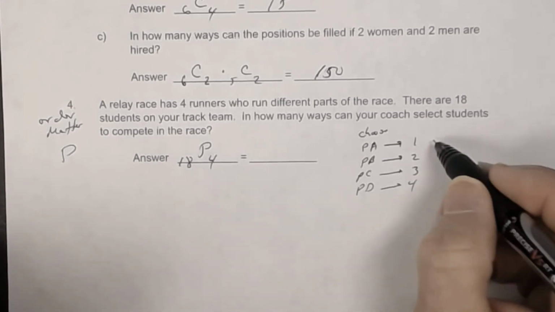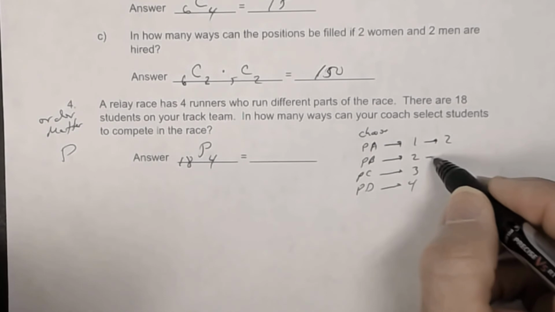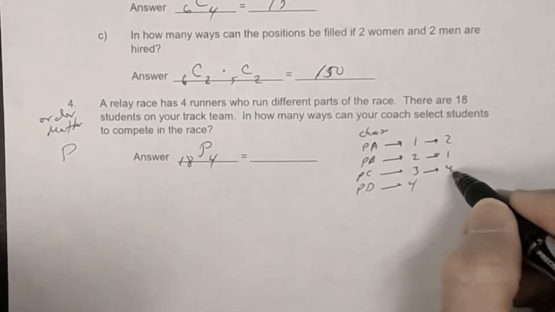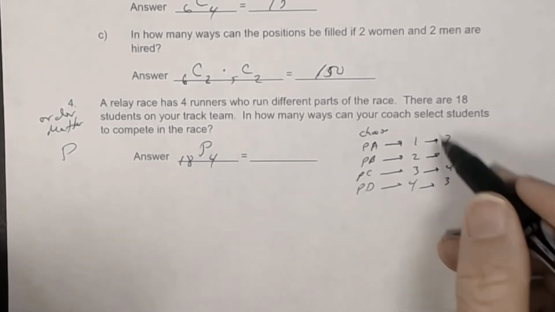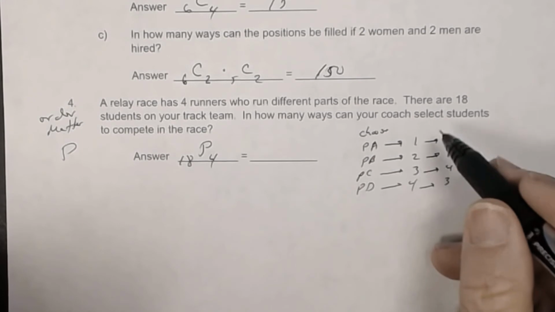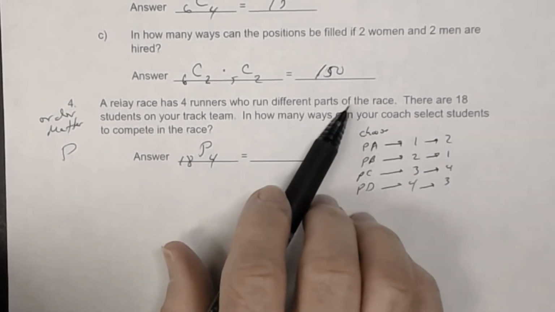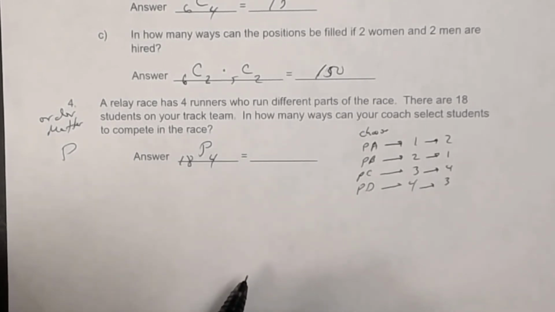Or let's say the coach puts person A in position 2, person B in position 1, person C in position 4, and person D in position 3. See, those are different orders. That does matter. The positions in which you put them matter, those 4 different parts of the race. That's why it's a permutation problem.